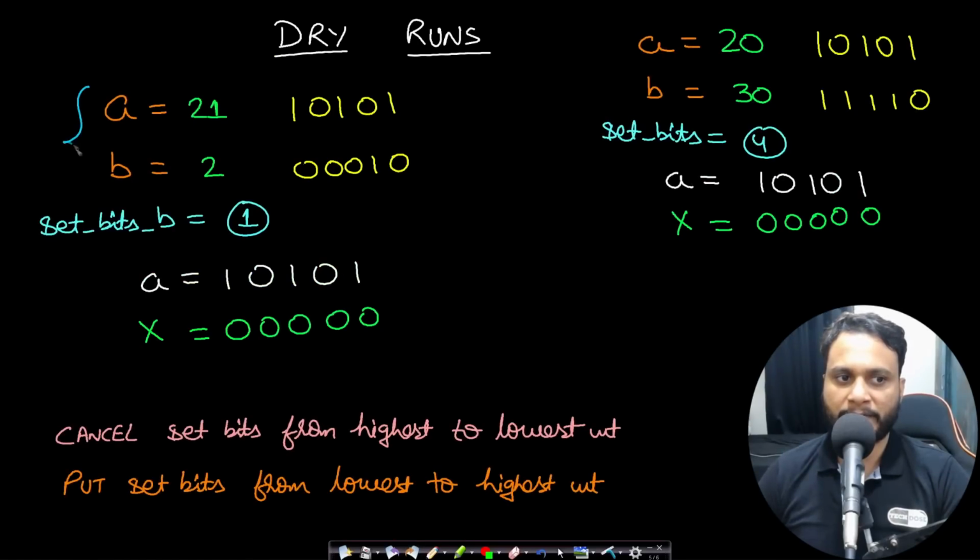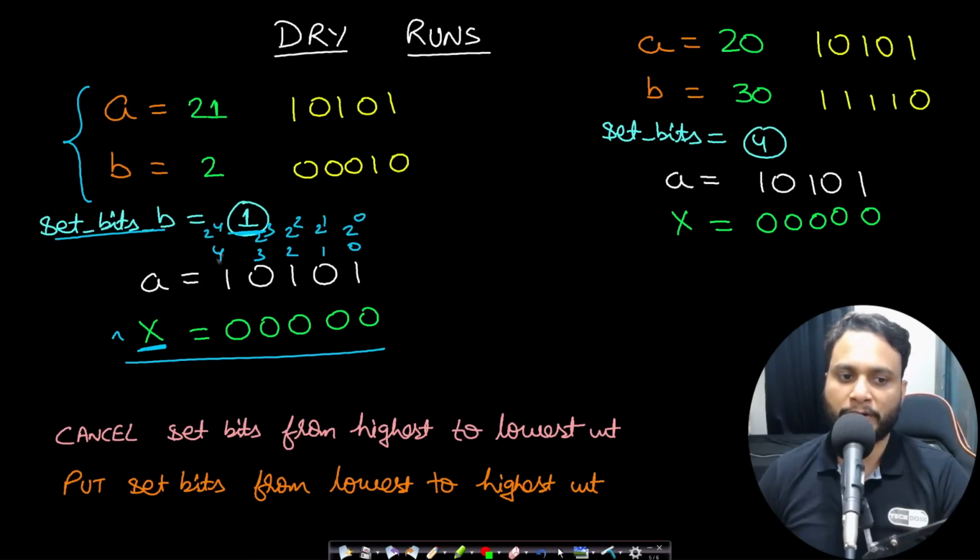Now in this case, I have taken A equals 21, which is 10101, and B equals 2. So the set bits in B is equal to 1. Now I want to make an X, a positive integer X, such that X XORed with A will be as small as possible. So I just have one bit to be placed in X. So where will I place it? You find out the weightage. So this is position 0, 1, 2, 3, 4. So the weightage will be 2 to the power 0, 2 to the power 1, 2 to the power 2, 2 to the power 3, and 2 to the power of 4.